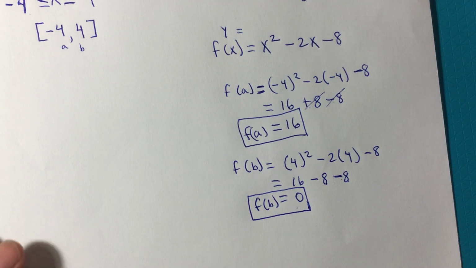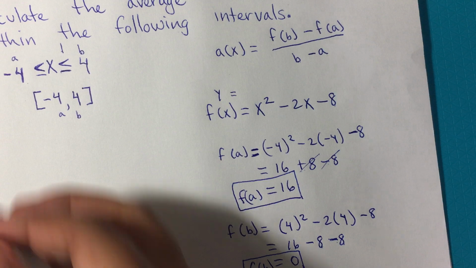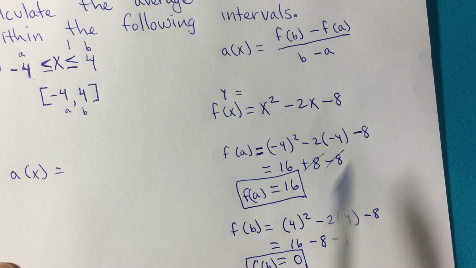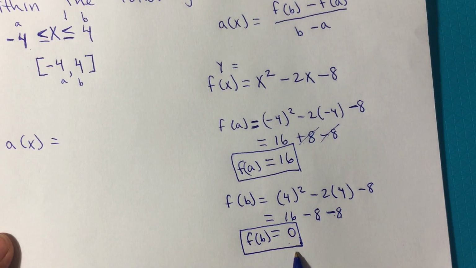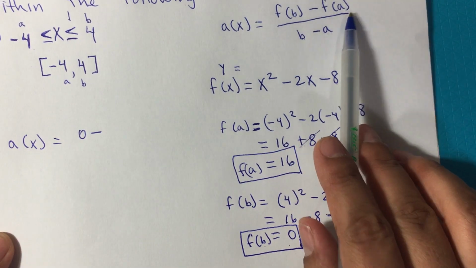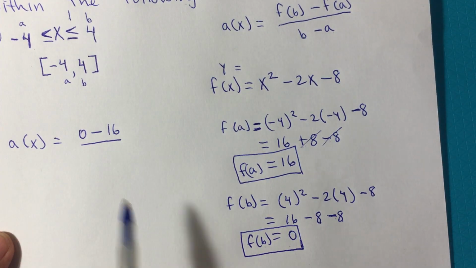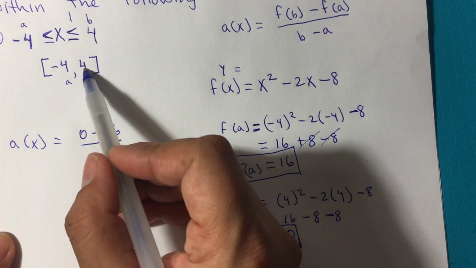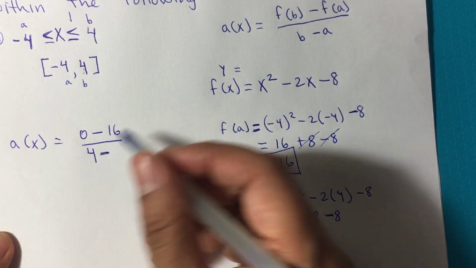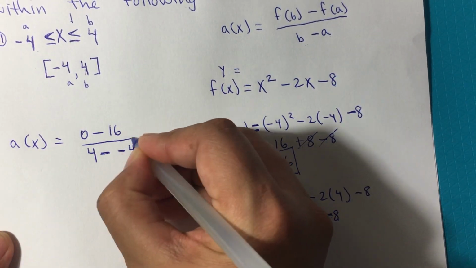Now we can use the formula for the average rate of change. We say A of x is equal to f of b minus f of a, over b minus a. What is f of b? That's what we found here: f of b is 0. What is f of a? It's 16. And what is b? It's this value right here, which is 4. And then we have negative 4 for a.